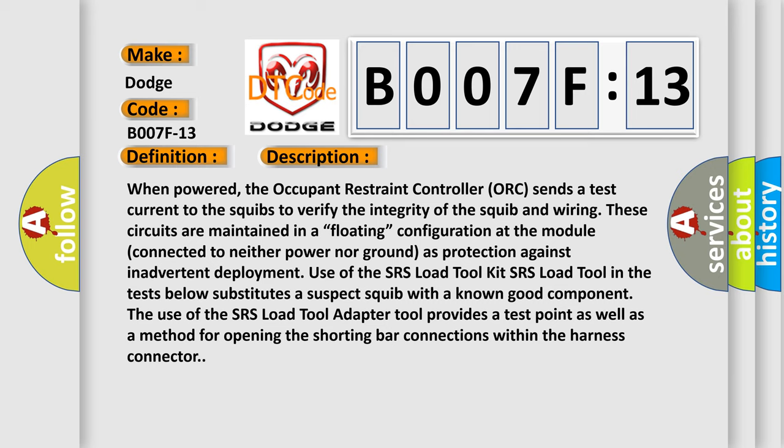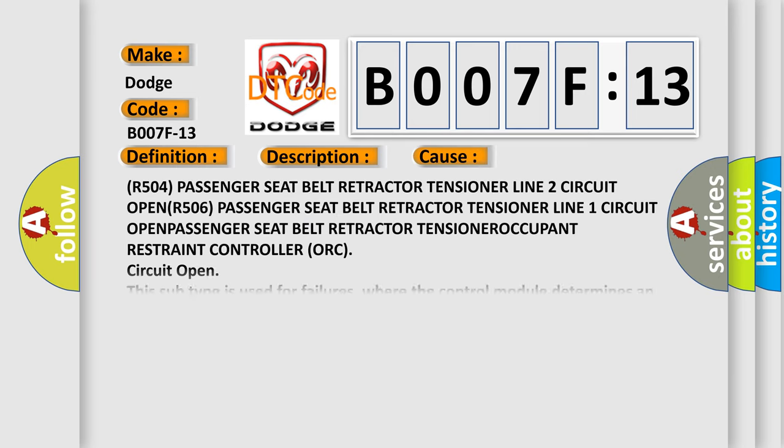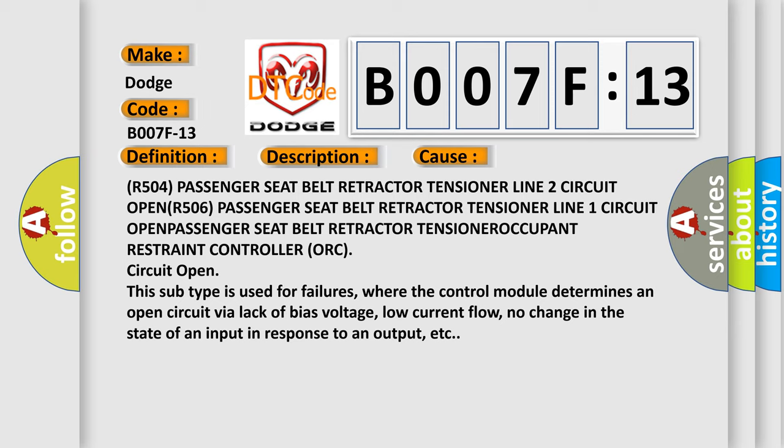This diagnostic error occurs most often in these cases: R504 passenger seat belt retractor tensioner line 2 circuit open, R506 passenger seat belt retractor tensioner line 1 circuit open, passenger seat belt retractor tensioner occupant restraint controller AUX circuit open. This subtype is used for failures where the control module determines an open circuit via lack of bias voltage, low current flow, no change in the state of an input in response to an output, etc.